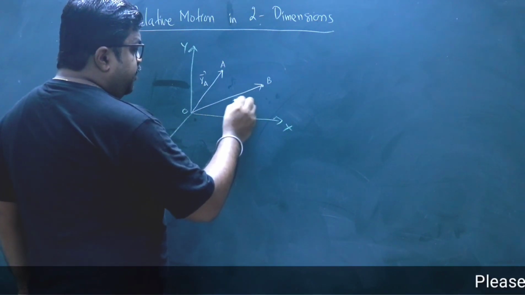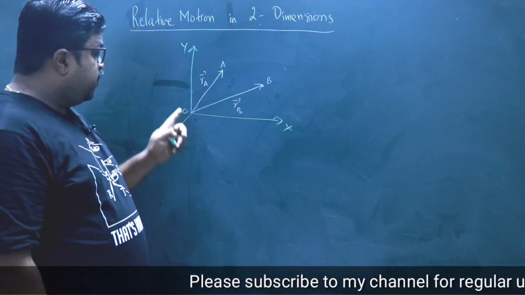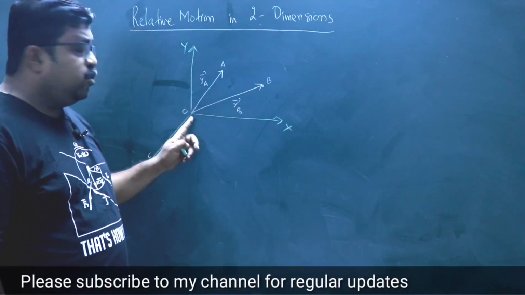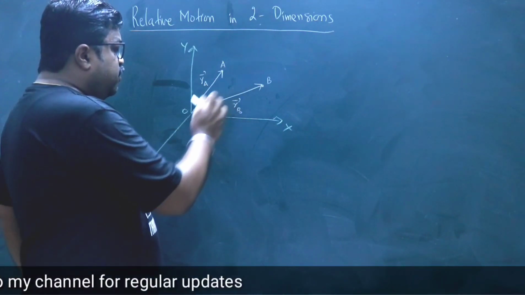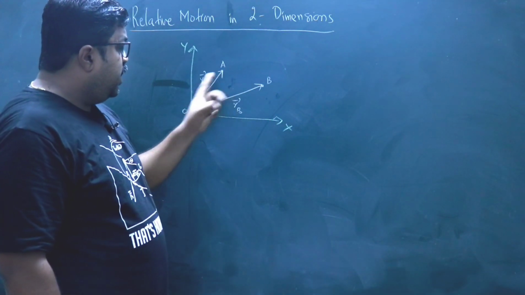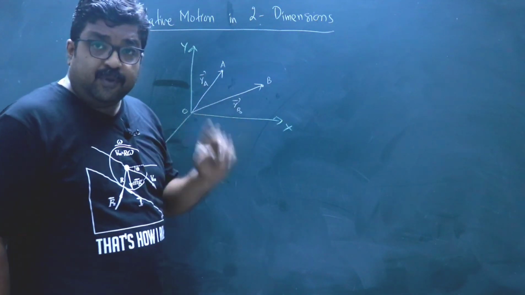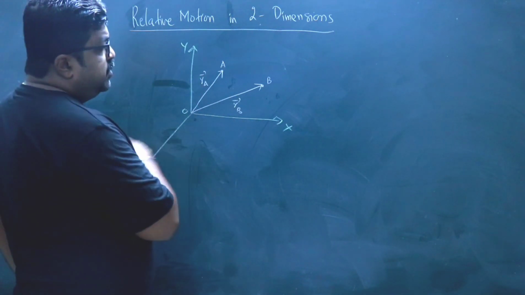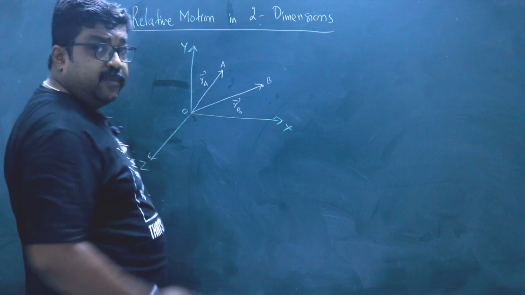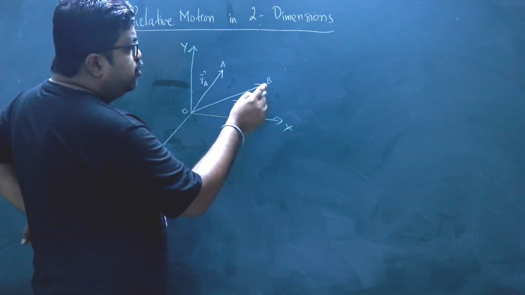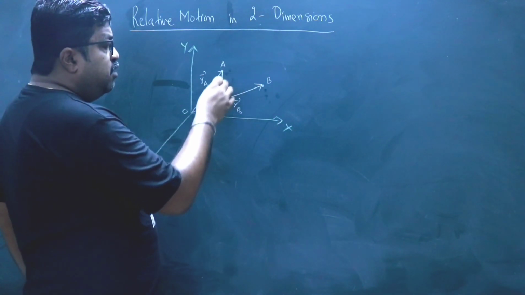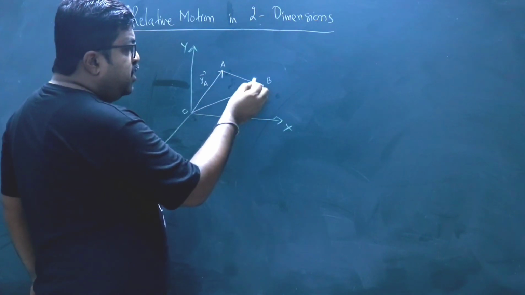Okay, now see, these vectors I have drawn from origin O. That is, position of A and B is defined with respect to origin O. So RA is drawn from O to A, RB is drawn from O to B. Position of A with respect to O means the arrow is drawn from O to A. Similarly, if you have to find the position of B with respect to A, then you have to draw the arrow from A to B.